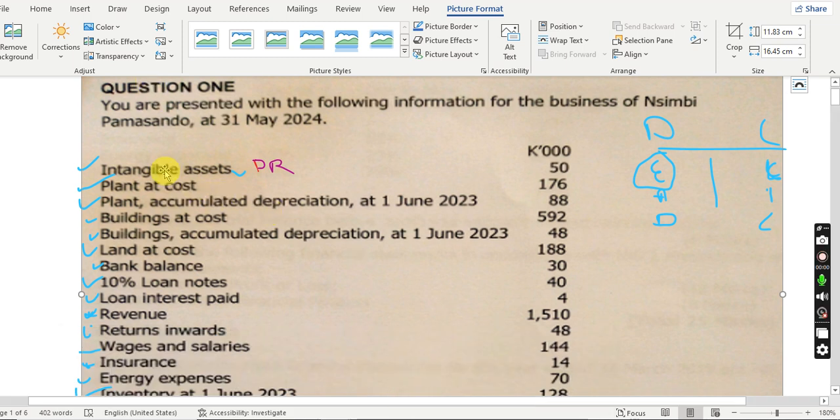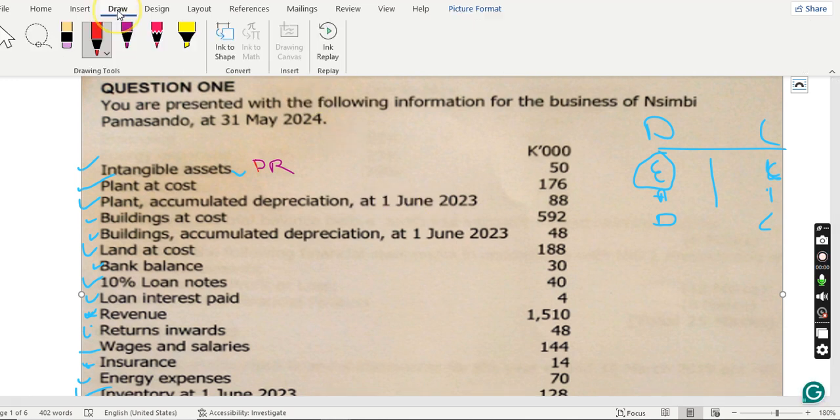Okay, plant accumulated depreciation at 1st January. Where will this one go? On the credit side, because it's a contra asset. Correct, madam. That's very correct. Yes, it's a contra asset. It means it reduces the value of the non-current asset, right? So accumulated depreciation, credit side.